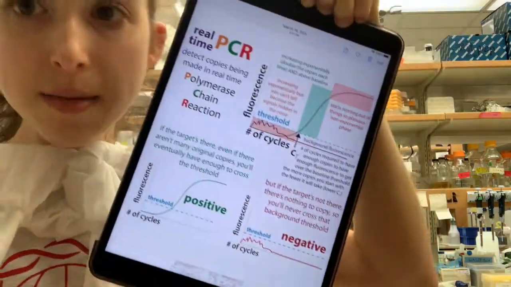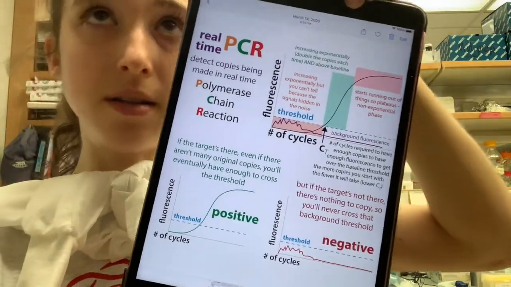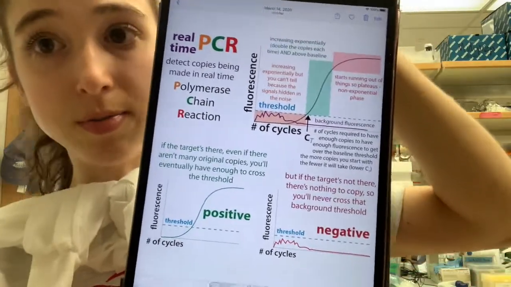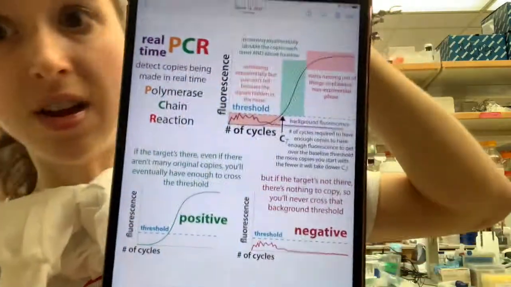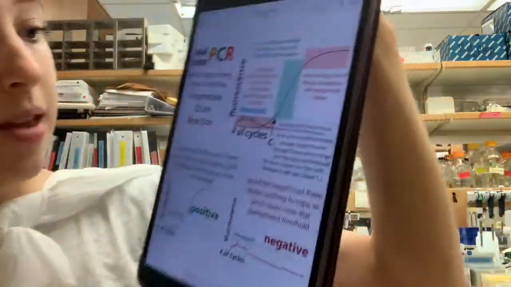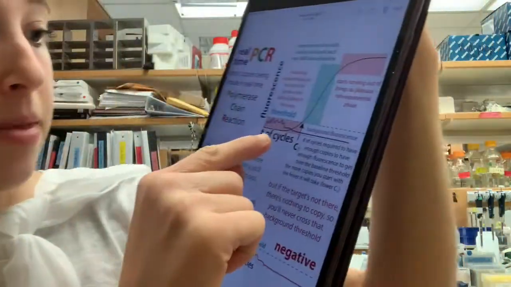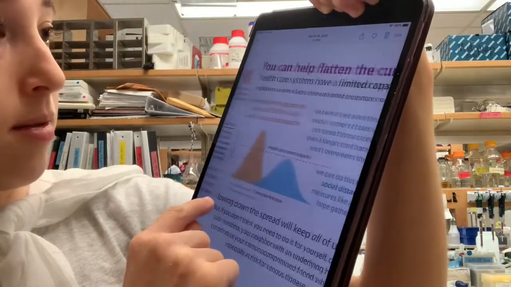Okay, so we're going to make these copies using RT-PCR, reverse transcription PCR and then real-time PCR. The RT can mean multiple things, and here we're using both of them. We already did the original reverse transcription, so now let's talk about the real-time PCR part.